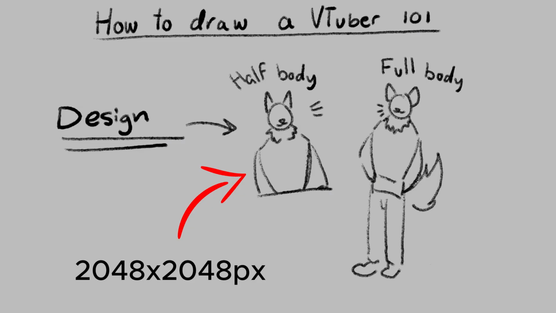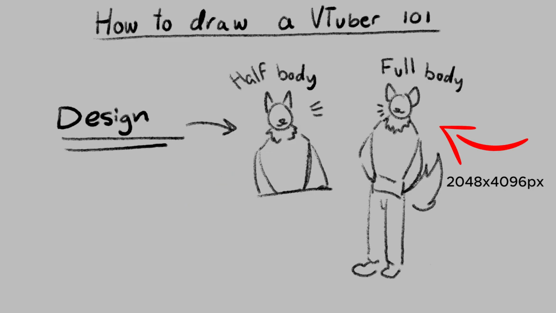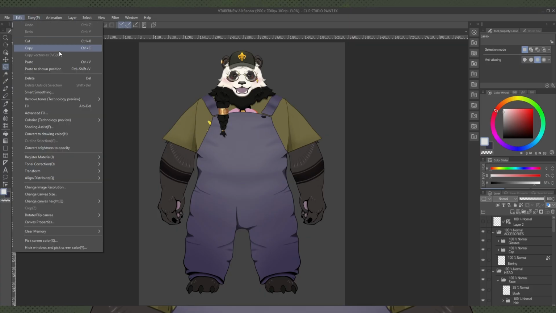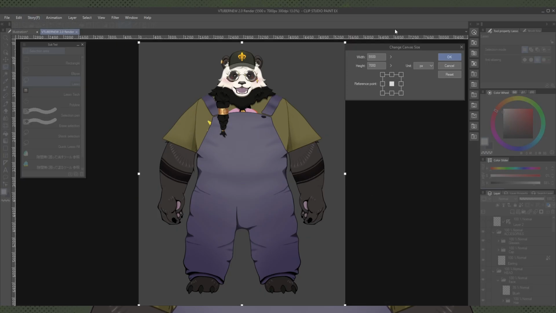Next is knowing the canvas size that you're going to use. Half bodies or chibis are usually 2048 pixels by 2048 pixels. Full bodies are 2048 pixels by 4096 pixels. Again, this depends on the design of your VTuber. Mine, for example, is 5500 pixels by 7000 pixels.